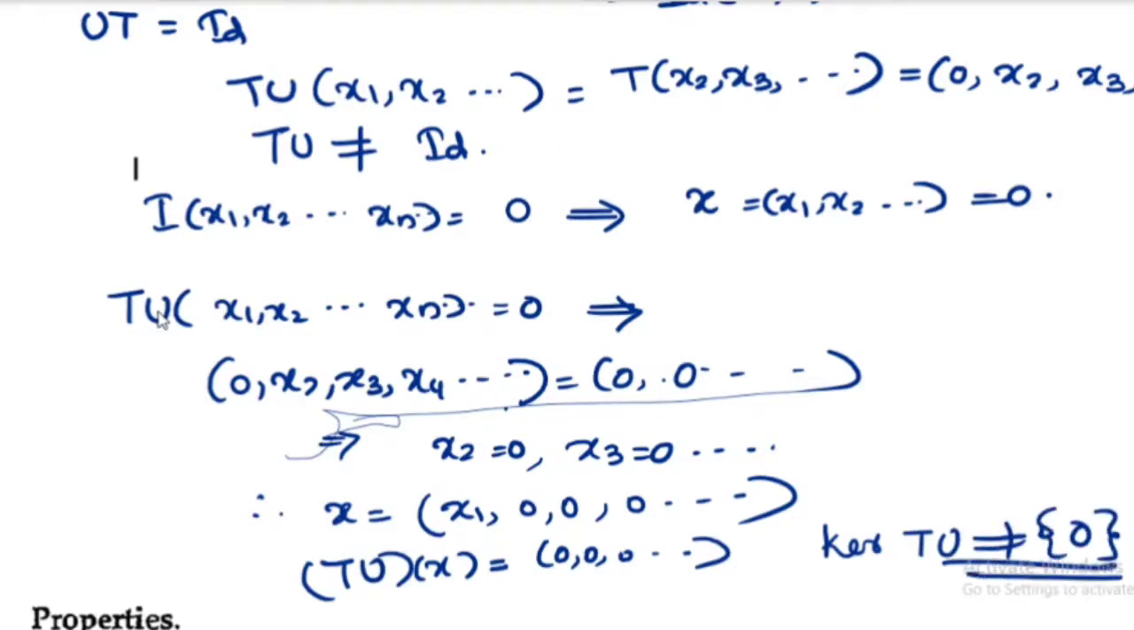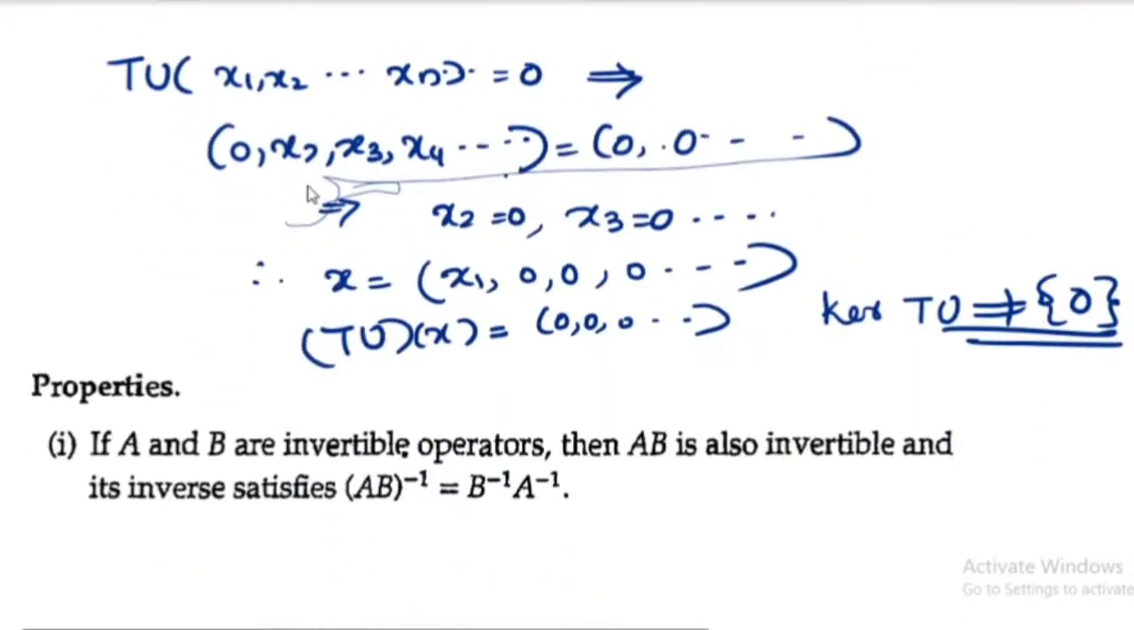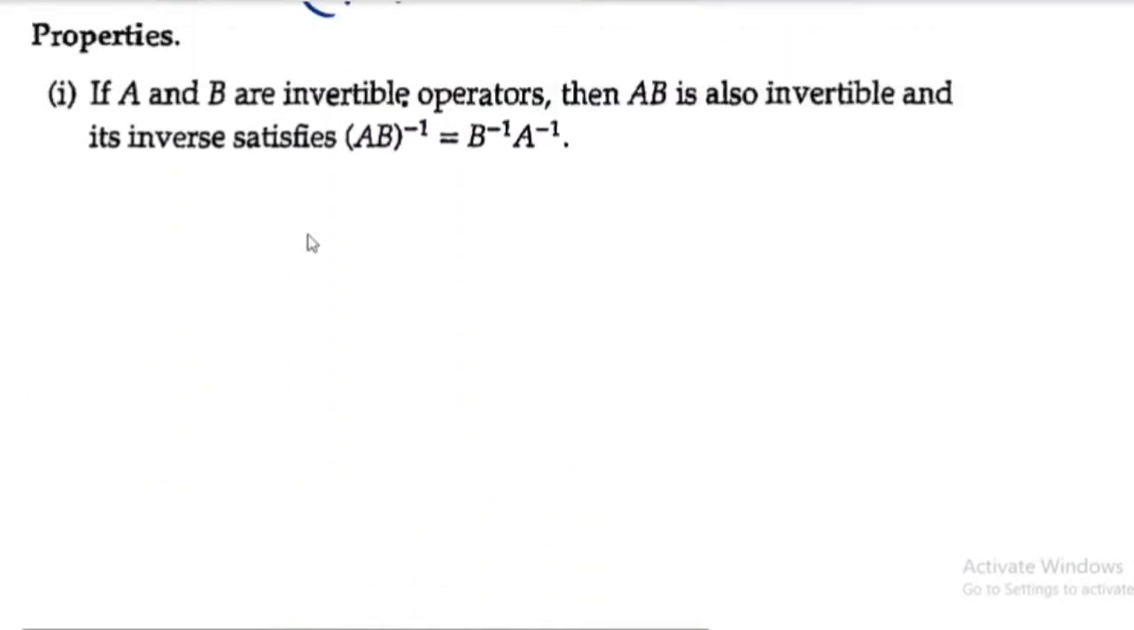So for an inverse operator, these two conditions, BA equal to ID and AB equal to ID, are necessary. If only one condition holds, that need not imply the inverse exists. Now we are moving to properties of invertible operators. The first property: if A and B are invertible operators, then AB is also invertible and its inverse satisfies this condition.